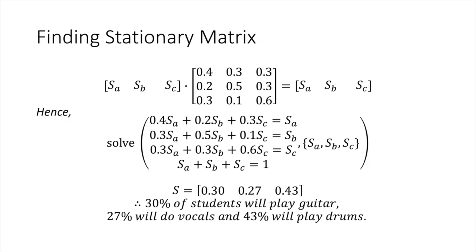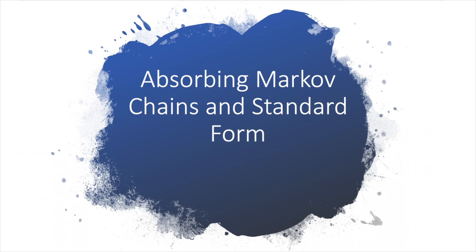You notice that the stationary matrix only depends on the probability matrix. It doesn't matter what the initial state matrix was, the values will always approach this number. Now let's talk about absorbing Markov chains.